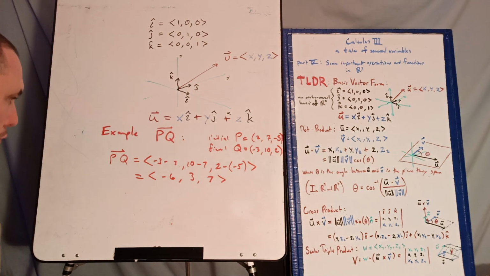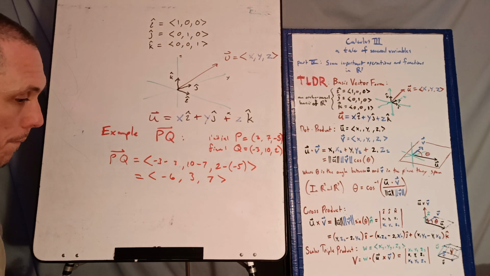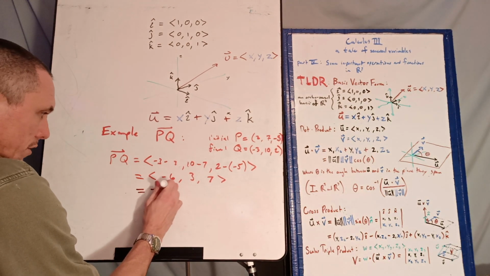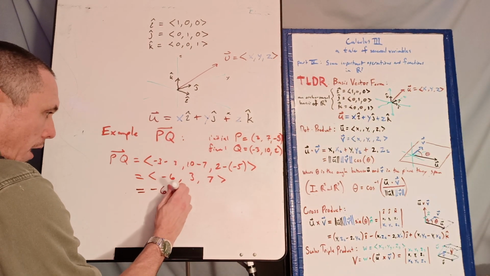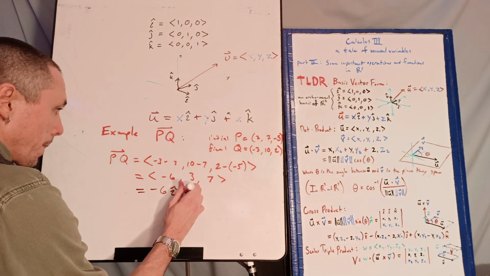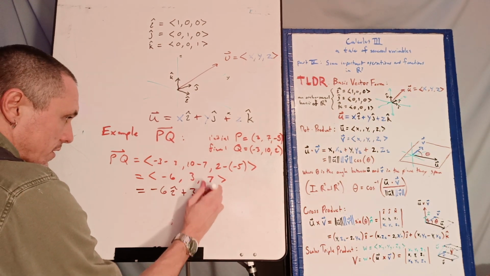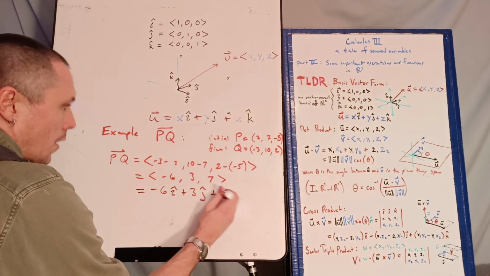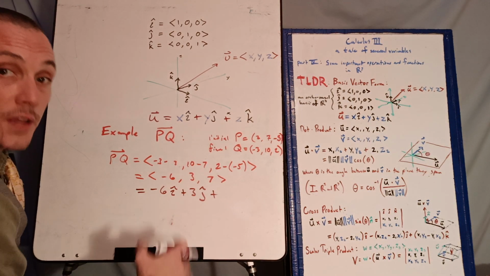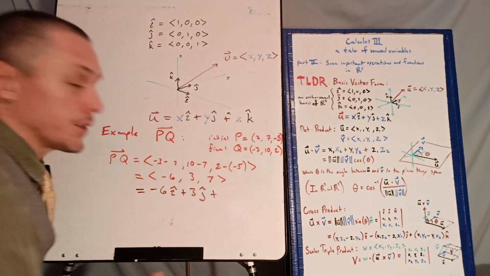Now, if we wanted to write this in basis vector form, we could. We just take these components and we multiply by the basis vectors i hat, j hat, k hat. And then we sum them. This is now, by the definition of how we sum two vectors, tip to tail addition.